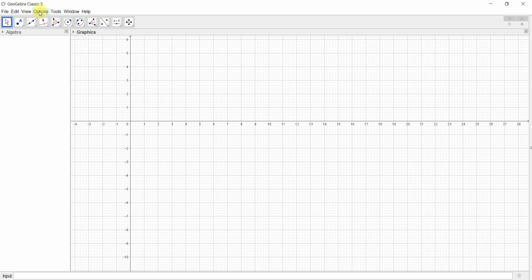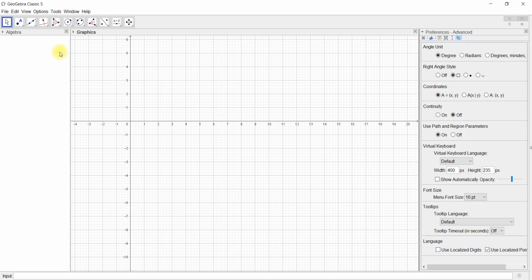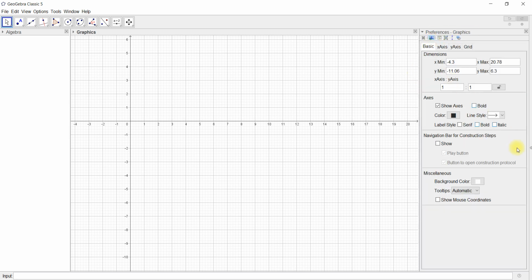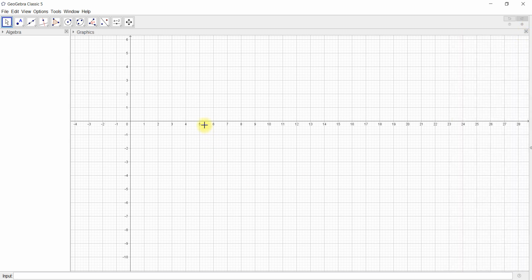And we do that by going to the options and advanced. And it's over here in the preferences for the graphics. If you click on the preferences for the graphics, this thing down here is called tooltips. Right now it automatically comes on. I'm just going to turn it off so that now when I hover over things, it's not going to have labels popping up all the time.